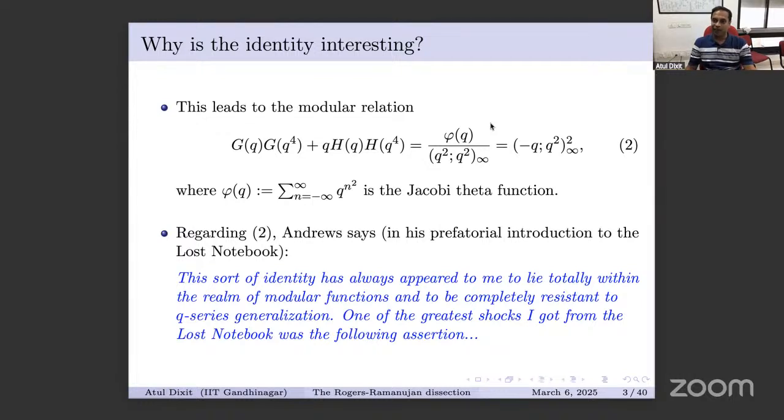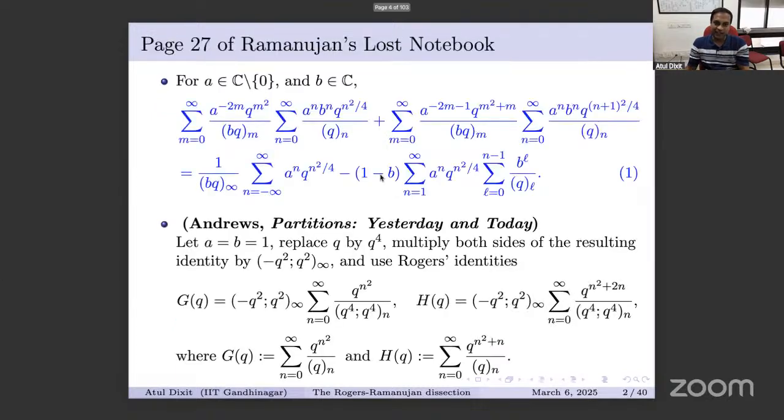Now, it's not very often that something like this happens. So how did Ramanujan come up with this identity? That is something we are going to answer along the way. But there are also other things that I want to say. Now, this was what we did. This appears in Andrews's monograph, Partitions: Yesterday and Today. This is from, I guess, 1979.